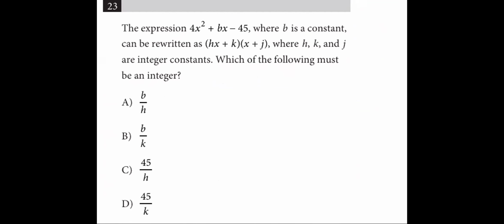At the end of the sentence, it says which of the following must be an integer. What is an integer? So an integer is just a positive, or not necessarily positive, but just a whole number value. Any real number that can be written without a fraction. Okay.